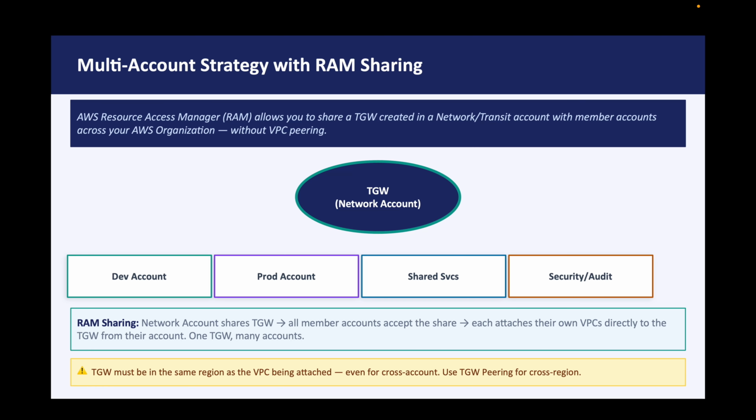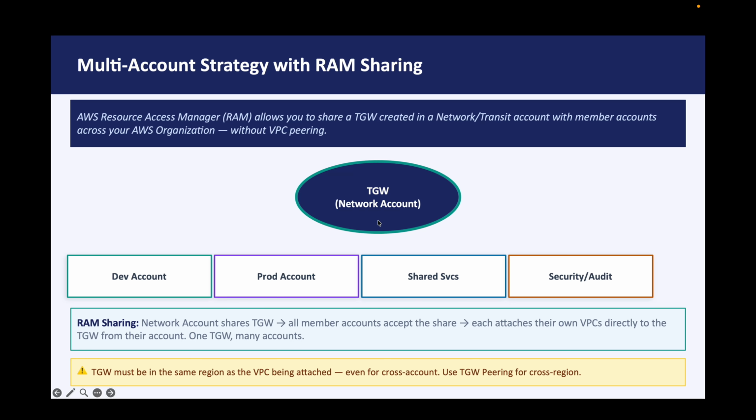Create the transit gateway in a dedicated network account, then use AWS RAM, Resource Access Manager, to share it with every account like dev account, prod account, security account. They all accept the RAM share, then attach their own VPC directly. Each account manages their own attachment. The network account manages the transit gateway and route table. So it has a clean separation, central account. This is exactly how AWS Landing Zone and Control Tower set this up. One note I have given: transit gateway must be in the same region as the VPC being attached. Even for cross account, use transit gateway peering for cross region.